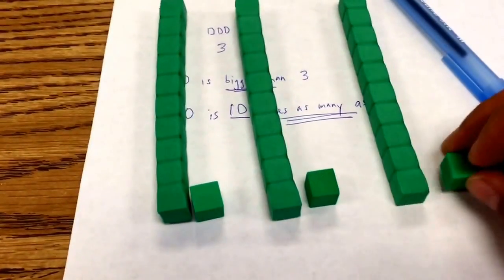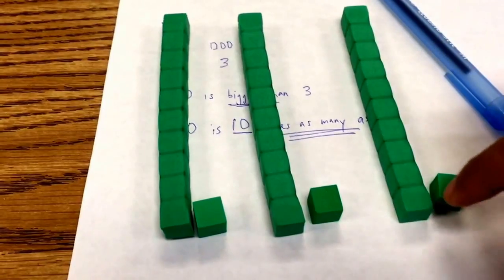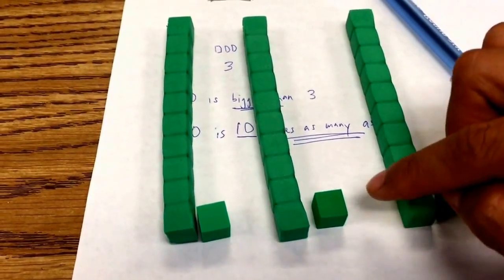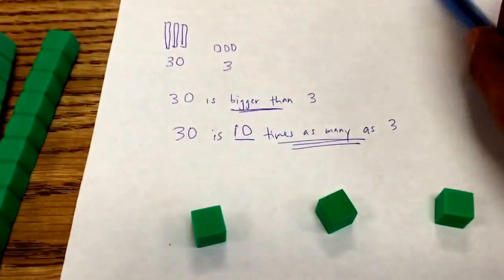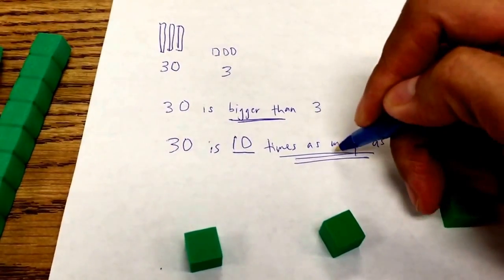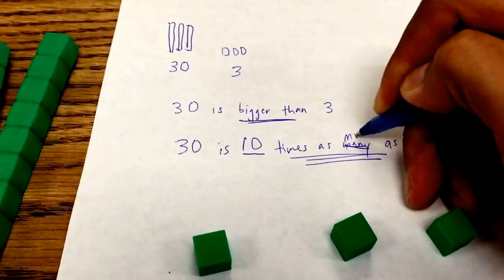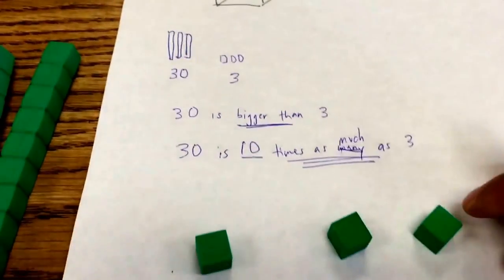Because it would take 10 of these small cubes, 10 of these small cubes, 10 of these small cubes to equal 30. I certainly put many here. I should have put much, and so I'm just going to edit it like that.